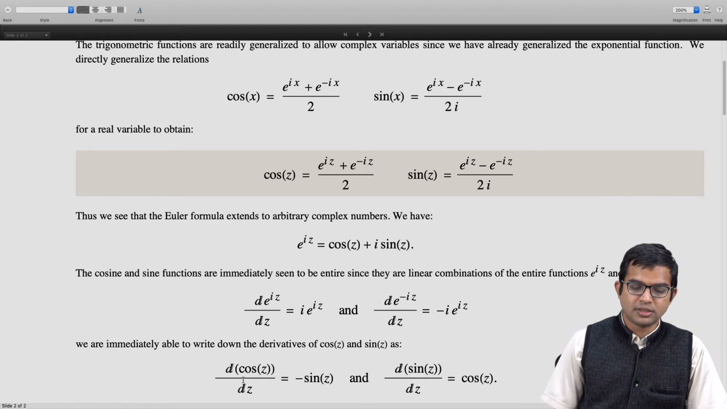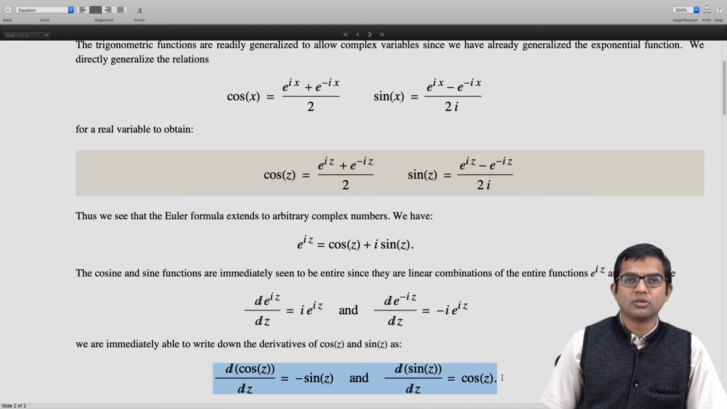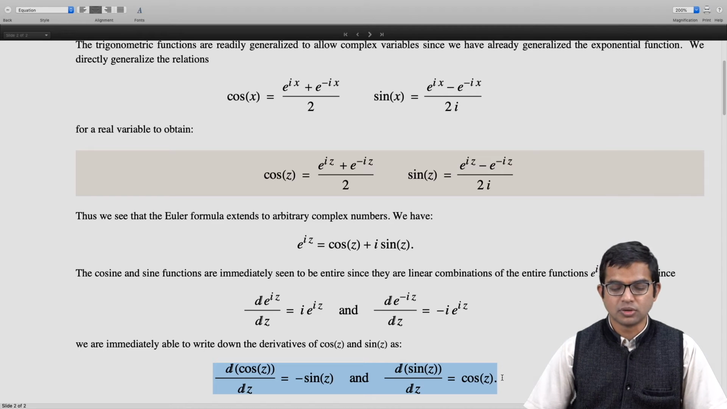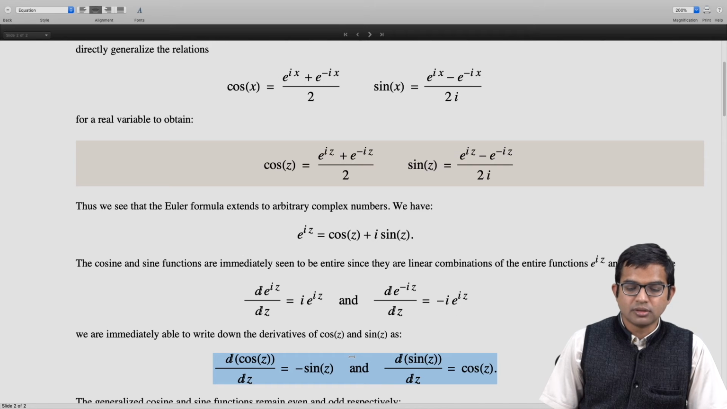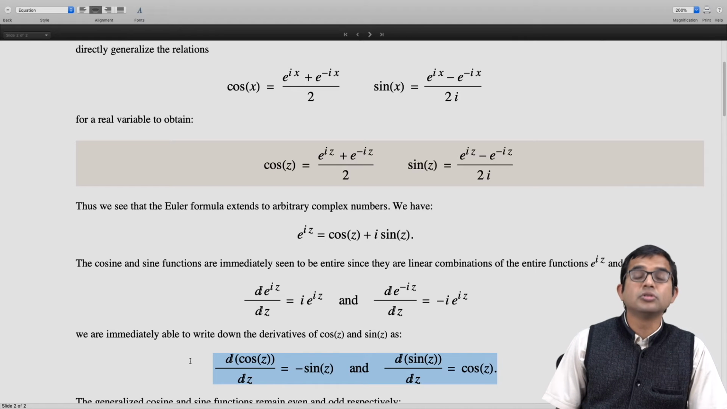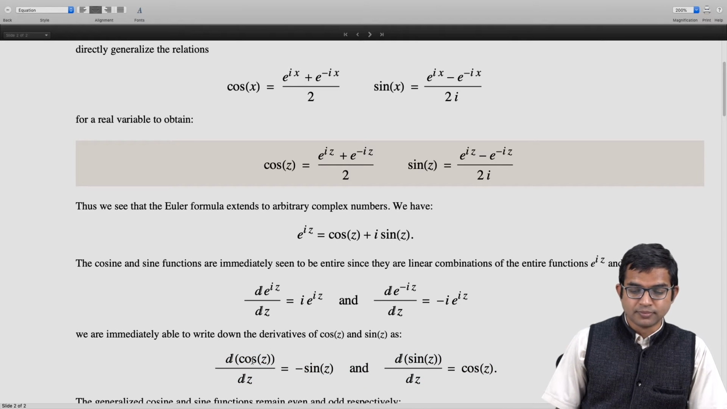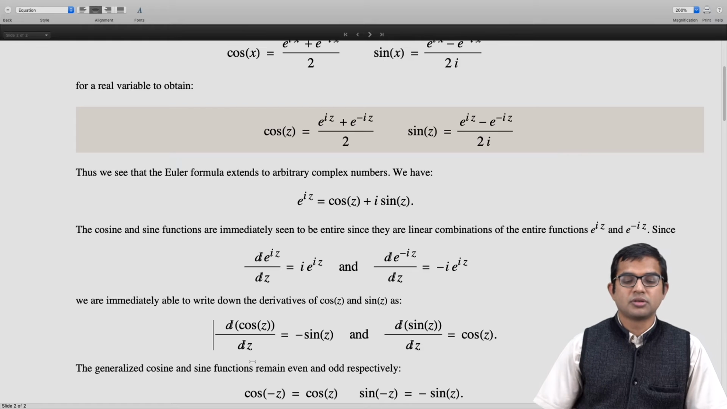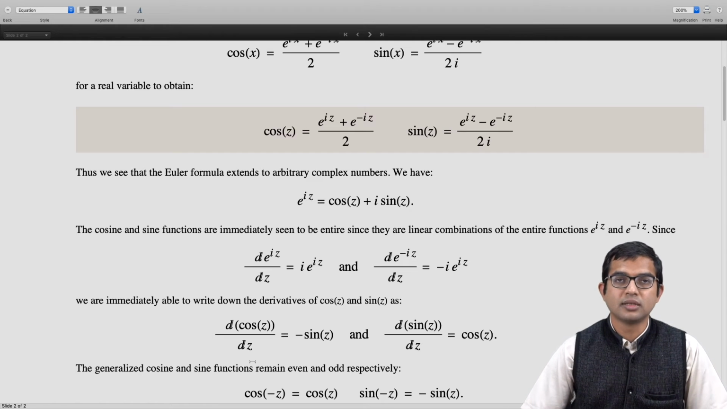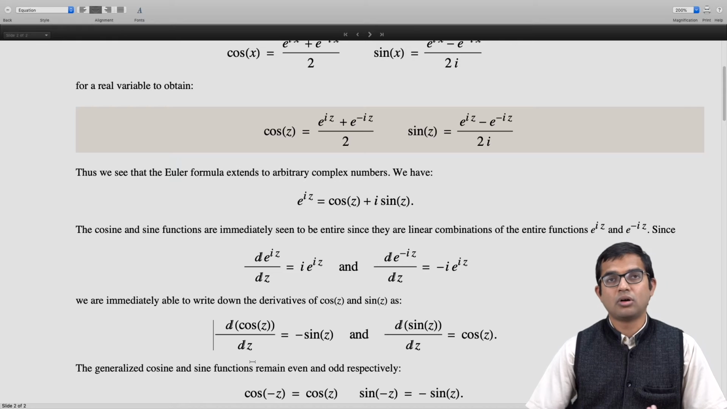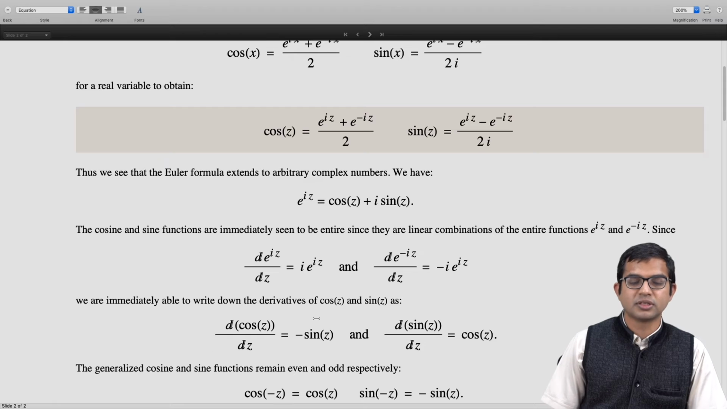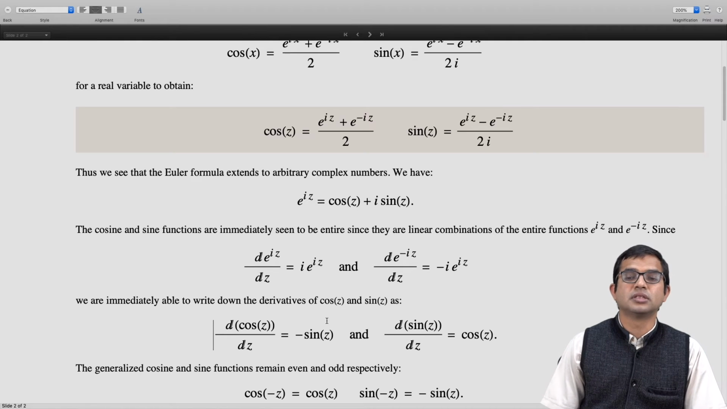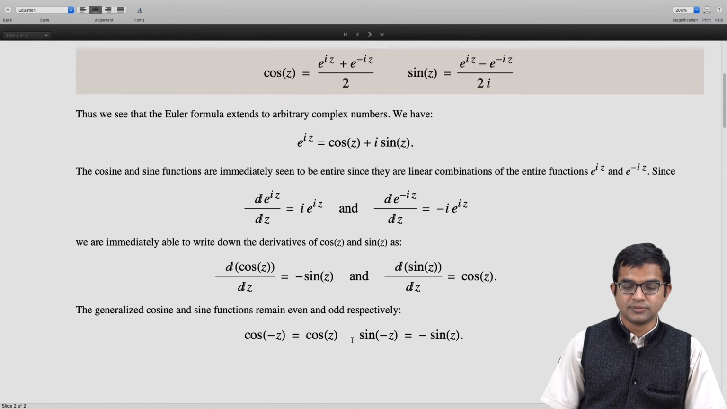These two relations are the familiar relations which we know and which we have used from high school days. The relations that we are familiar with pertain to real variables, but they also extend to complex variables. Also, these generalized cosine and sine functions retain their even and odd character respectively. So cosine of minus z, you can verify from first principles from the definition, is the same as cosine of z, and sine of minus z is minus sine of z, right?